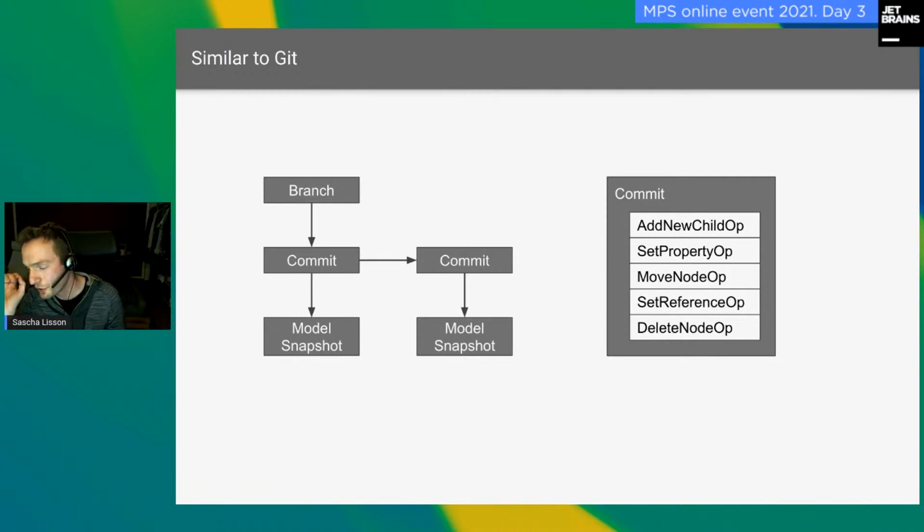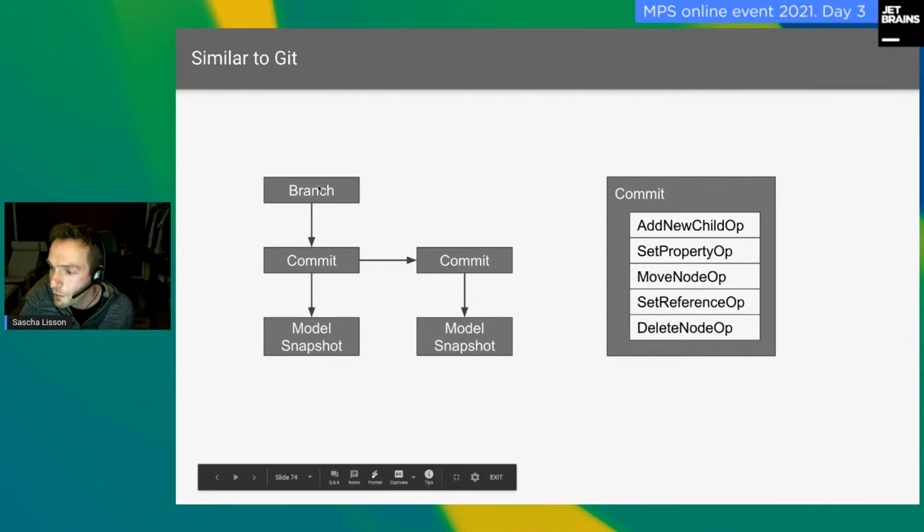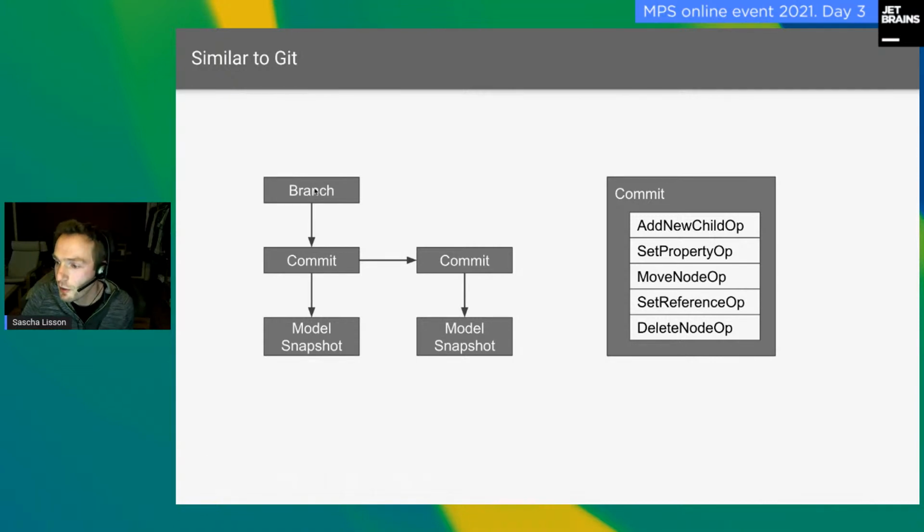That's very, very similar to Git. Actually, it's exactly how Git works. You've seen that we have branches, and our master branch, for example, just points to a commit, and this commit points to a snapshot of my model. So it contains a whole state of my model.